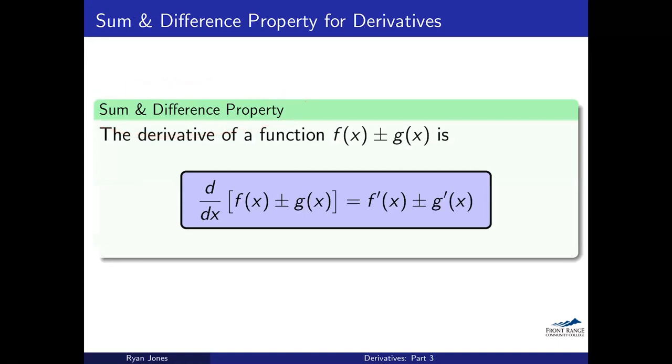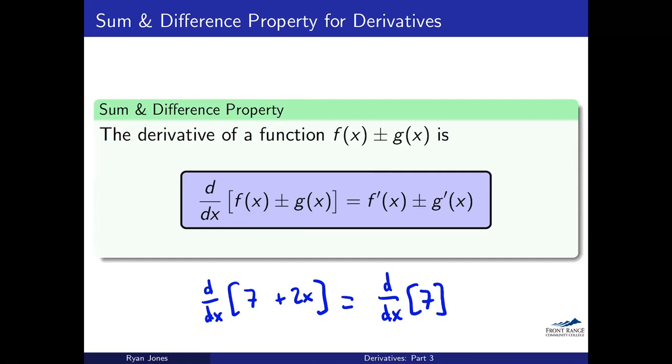And this is just saying that if I have 2 different functions and I've added or subtracted them together, I can take a derivative of each of them and add them or subtract them together. So if I have my whole function that's just, maybe 7 plus 2x, let's go ahead and write that out. I'll write out this example. If I want to take the derivative of 7 plus 2x, I can just do each of these separately. I could take a derivative of 7, and I can add to that a derivative of 2x. And that'll give me my answer just fine right there.